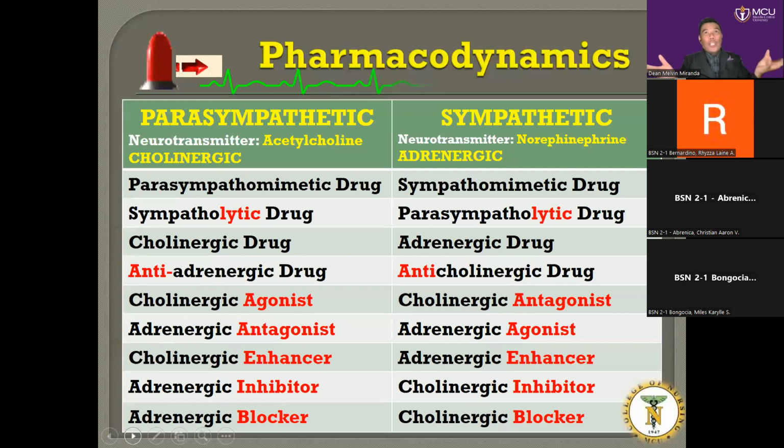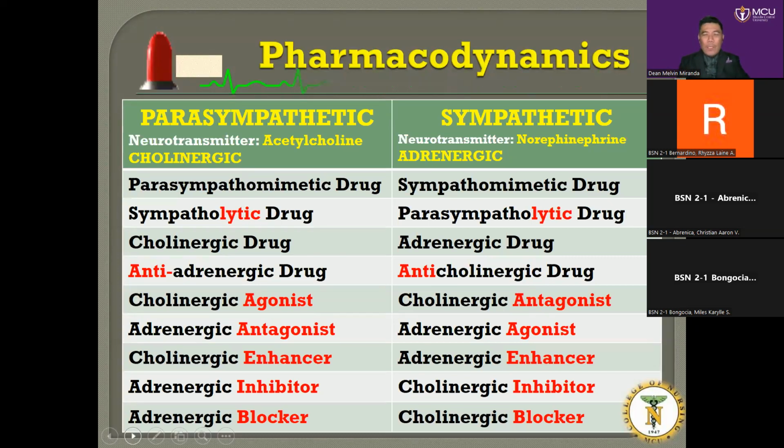So if we say cholinergic antagonist, antagonist meaning to inhibit or block, so you inhibit the cholinergic. Will it still follow the response of the parasympathetic? Not anymore. That will be considered the effect of the sympathetic. So let's discuss this one by one and have it simplified.